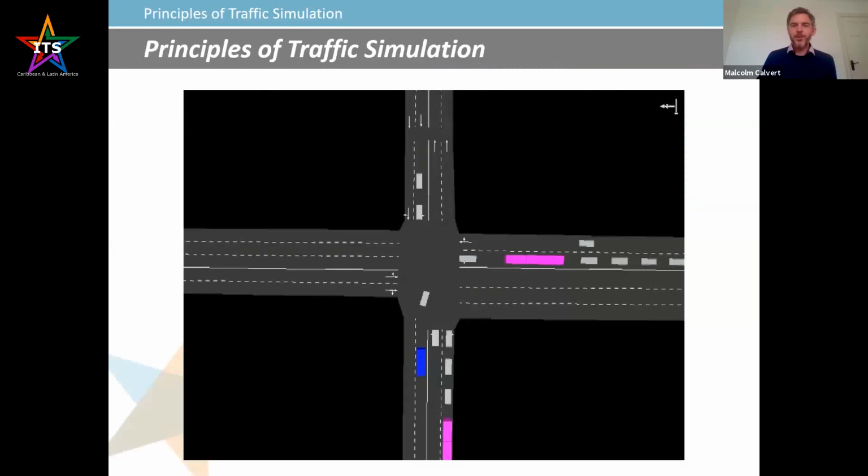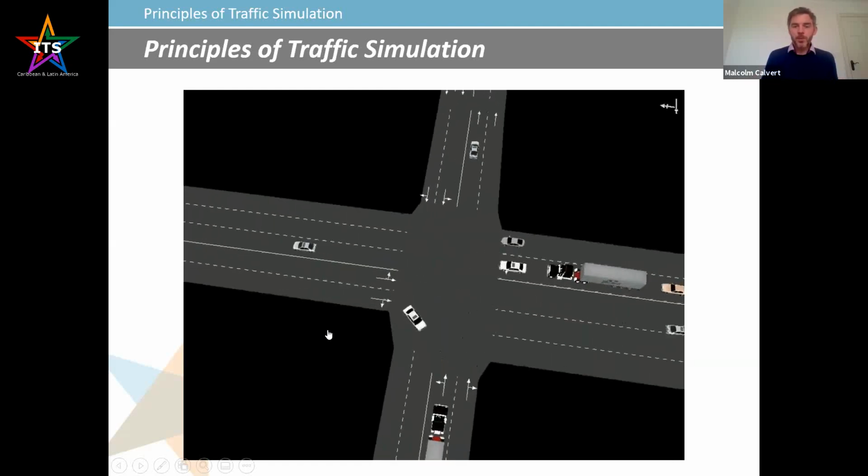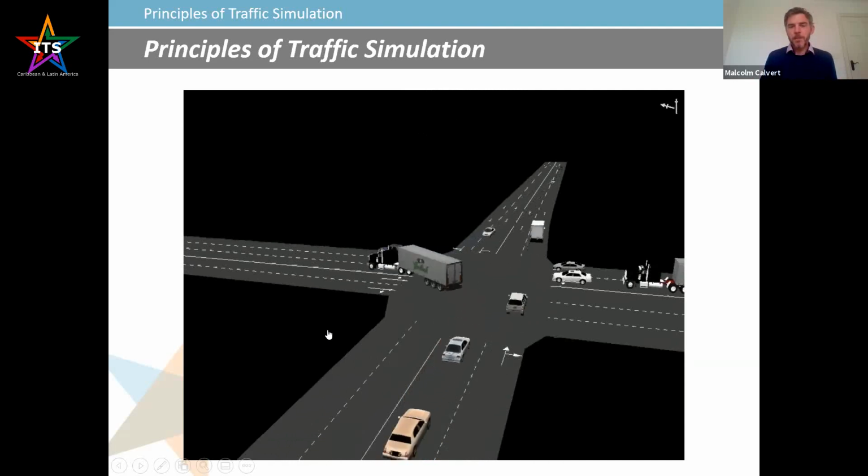I thought I'd start with a quick video, because they say a picture tells 1,000 words, and often when we watch something and see it on screen, we really get a sense of it. And so what you're seeing on the screen at the moment is a traffic simulation. It's Paramics micro simulation, which we'll talk a little bit more about later.